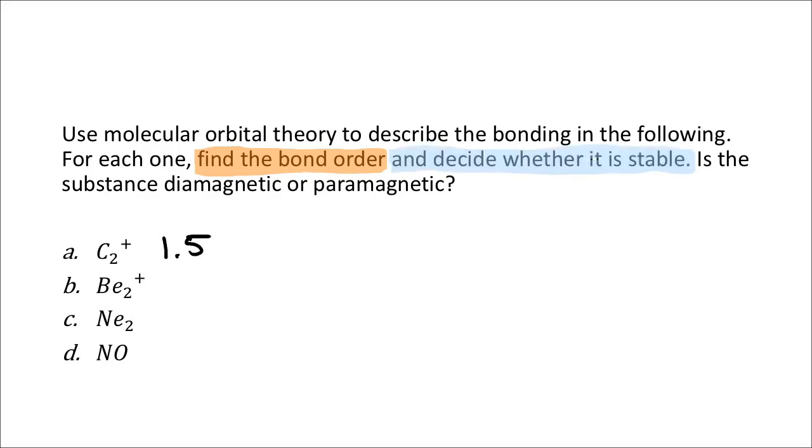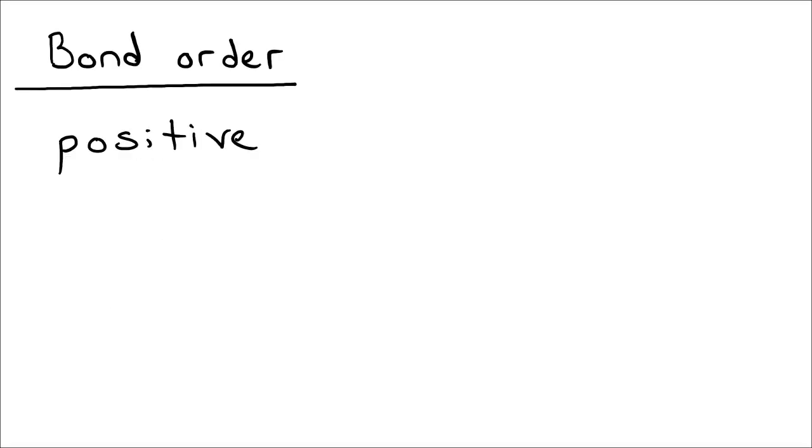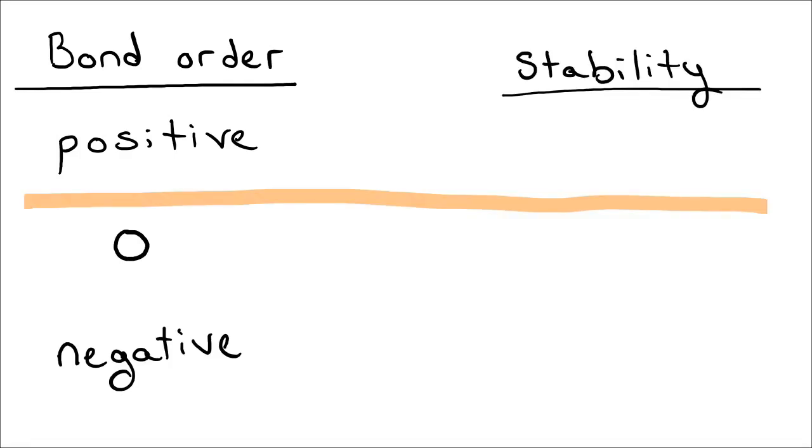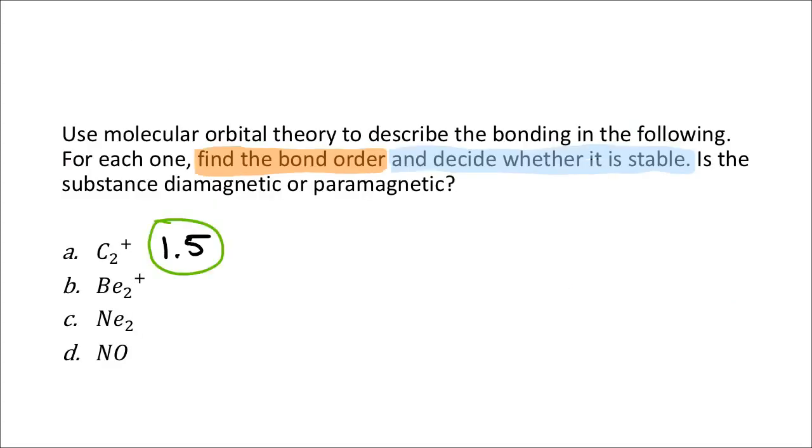Now, the next question is to decide whether that's stable or not. Is that molecule going to stay stuck together? So the bond order could either be positive, 0, or negative. And you want to think of it as separated between positive and 0 and negative. If you have a positive bond order, the molecule is stable. The atoms are going to want to stick together. If you have a 0 or a negative bond order, the molecule is not stable. The atoms are going to tend to want to fly apart. So here we have a positive bond order, and so the molecule is going to be stable.